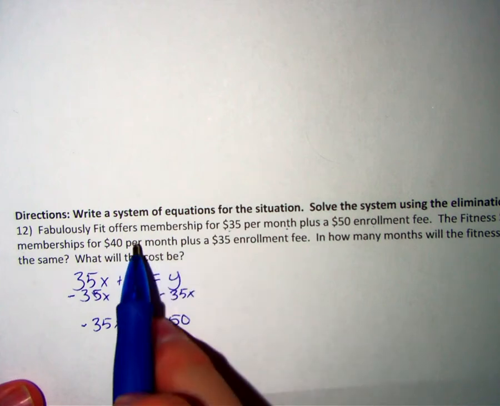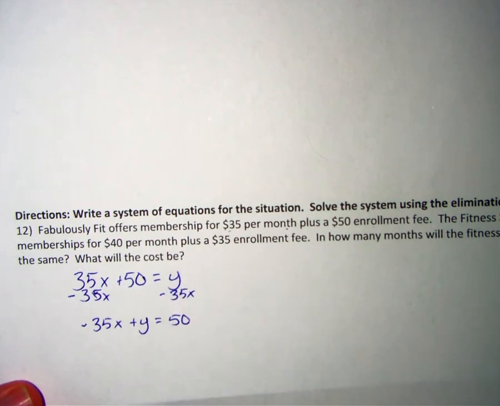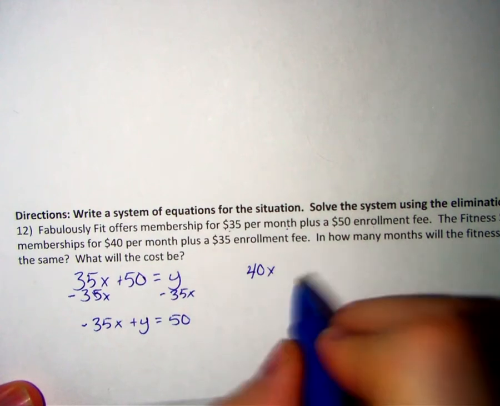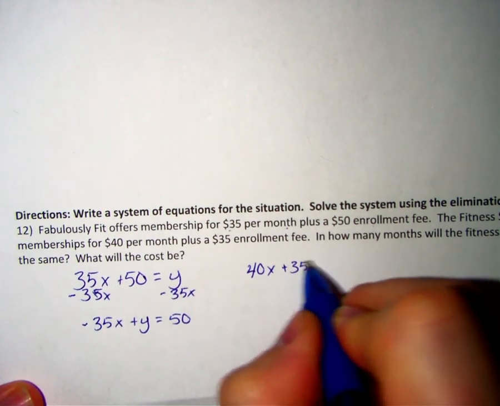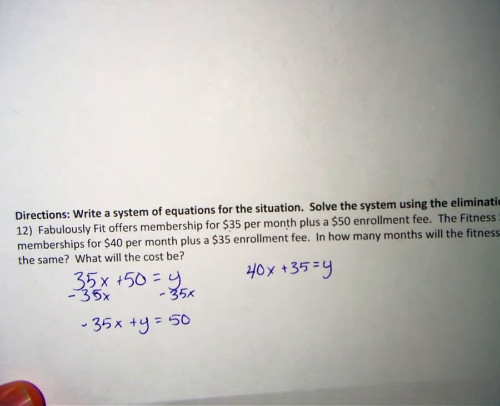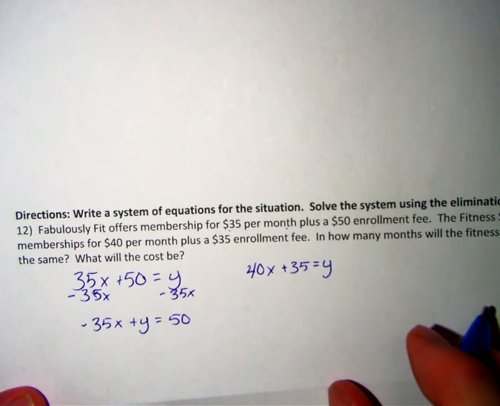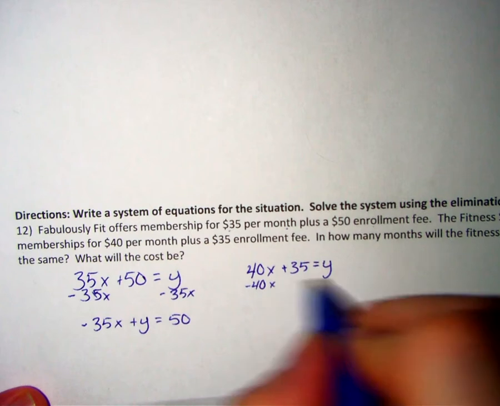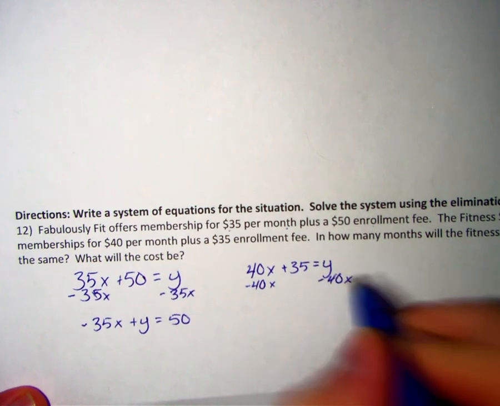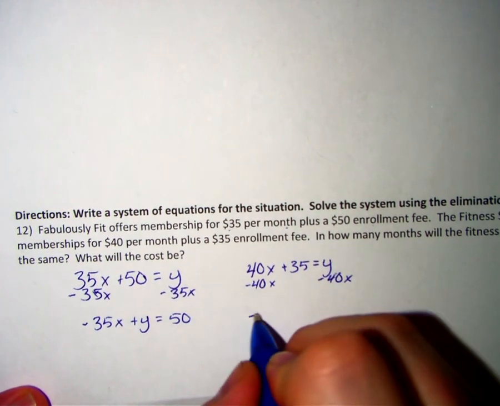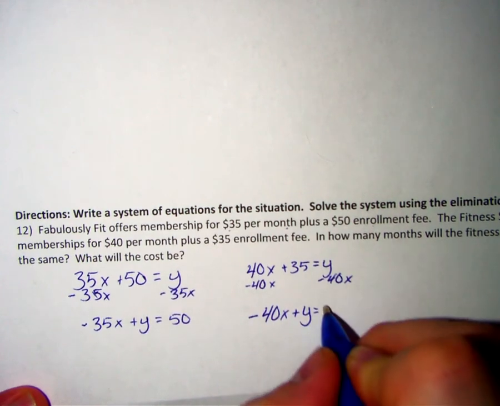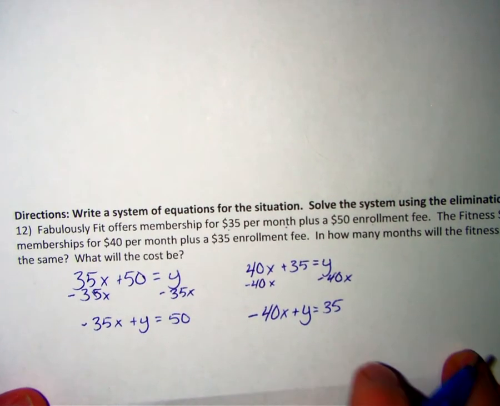All right, now let's look at the other. The fitness studio offers $40 per month plus a $35 enrollment fee, and that's also going to equal y. So again, we want to write this in standard form. Minus 40x, which leaves us with negative 40x plus y equals 35.